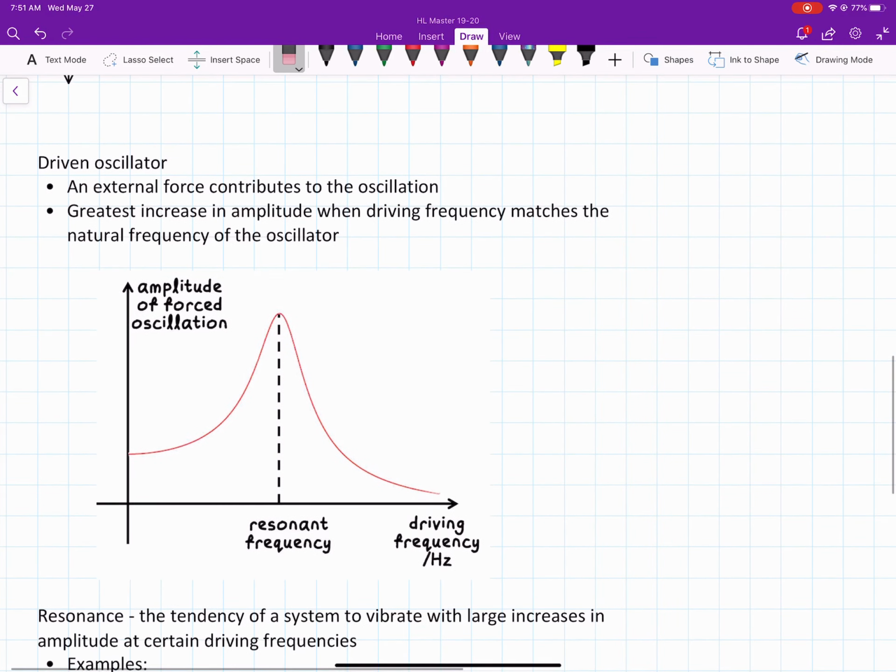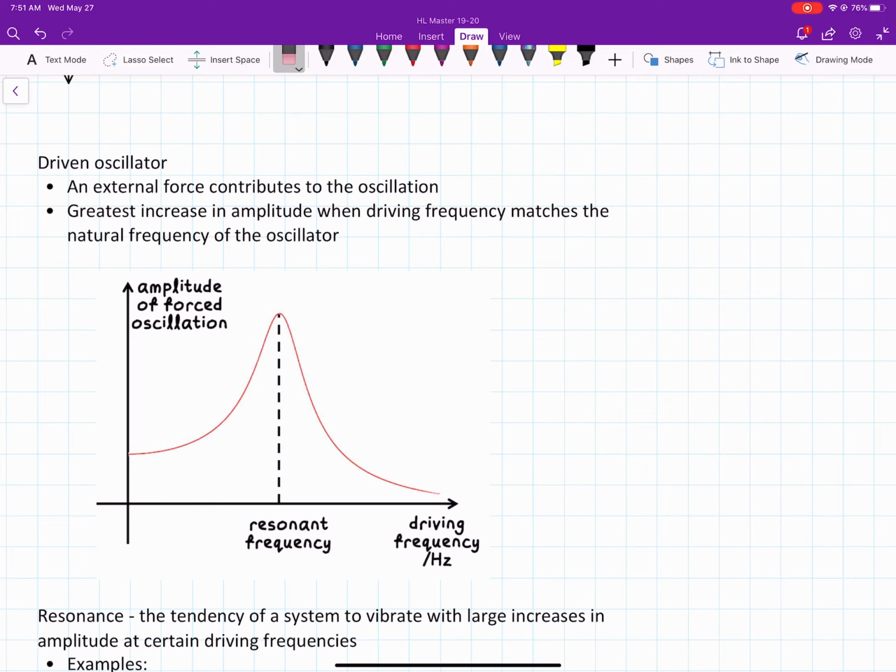Driven oscillators are really just kind of the opposite. This is when you have, instead of frictional force, some driving force or pushing force, some external force that's making the oscillation go in greater amplitude. So we get an increase in amplitude when our driving frequency, how often we're pushing, matches the natural frequency of the oscillator.